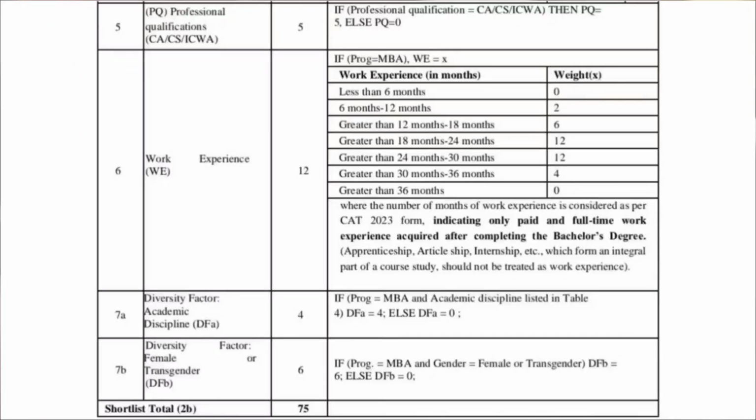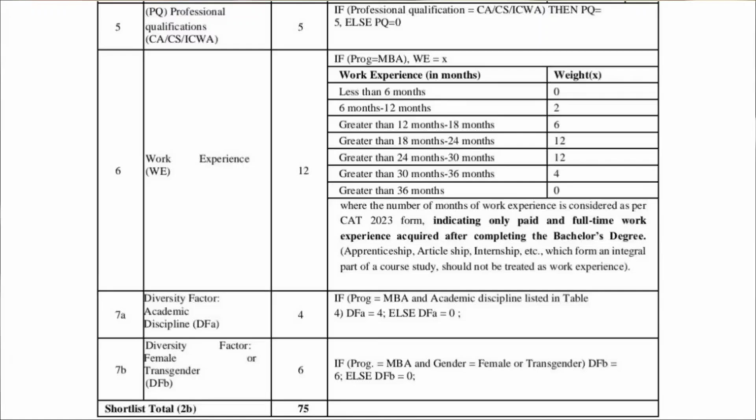Now 5% weightage is given to the professional qualification. If you have completed your qualification from CA, CS or ICWA, 5 points are awarded. Then your work experience has 12% weightage. In that, if your work experience is between 6 months and 12 months, there are 2 points. If it is between 12 months and 18 months, there are 6 points. If it is between 18 months and 24 months, there are 12 points. Then if your work experience ranges between 30 months and 36 months, there are 4 points.